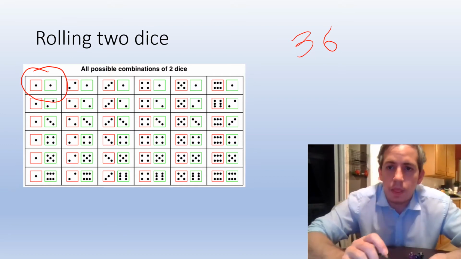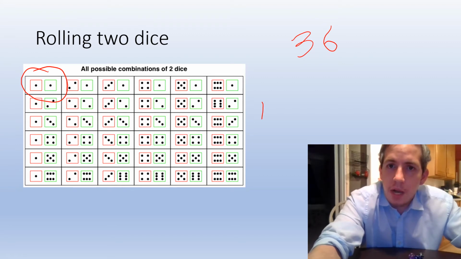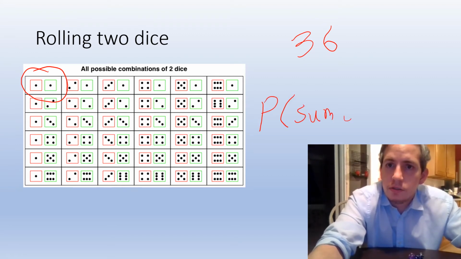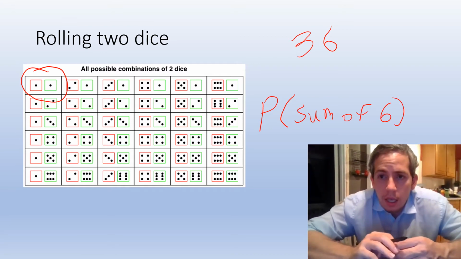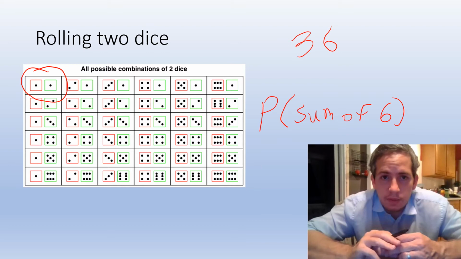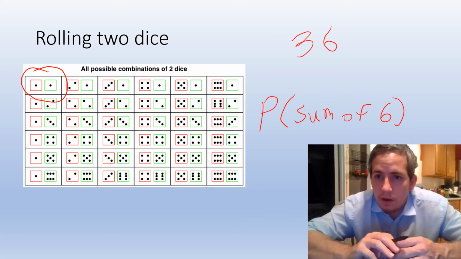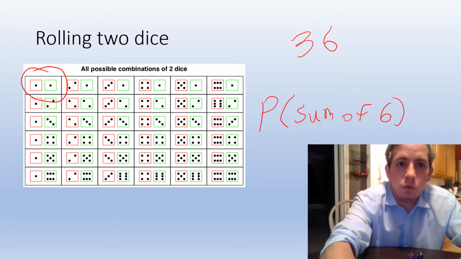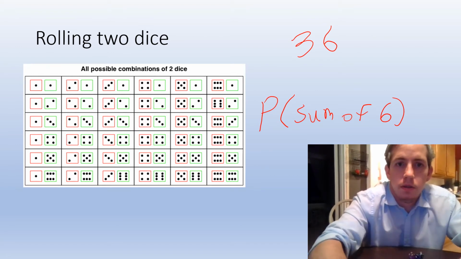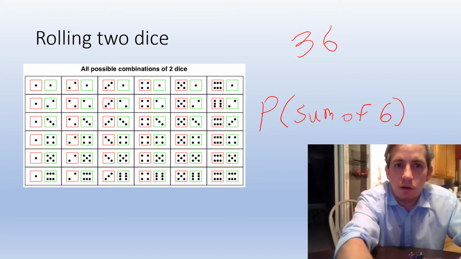So for example, I could ask, what is the probability that I get a sum of 6 when I add up the 2 dice that I roll? And what I would do using the stuff from last time is count the number of outcomes that have a sum of 6. So let me erase that, and let's look at those outcomes.